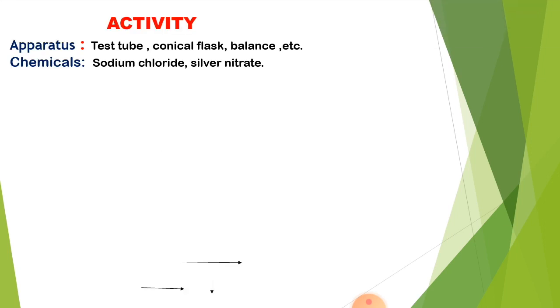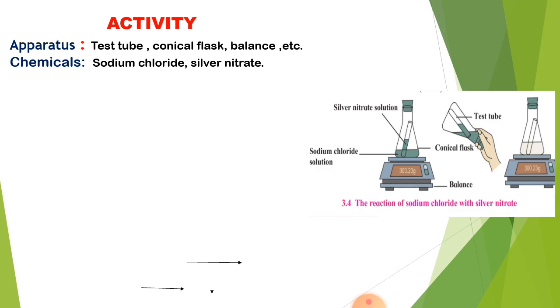Okay, so this is all about writing a chemical equation. There is one activity given, which we will perform in the lab, but now I am giving you a basic idea about this. Test tube, conical flask, balance, etc. and the chemicals used are sodium chloride and silver nitrate.